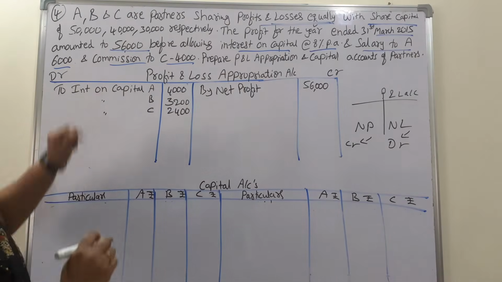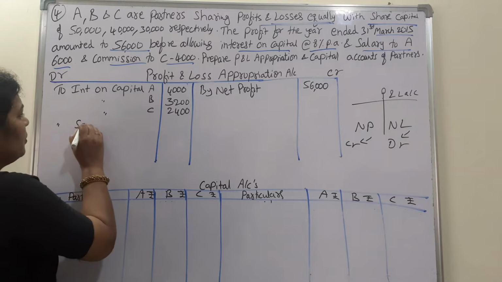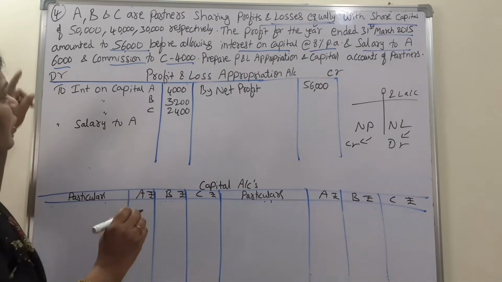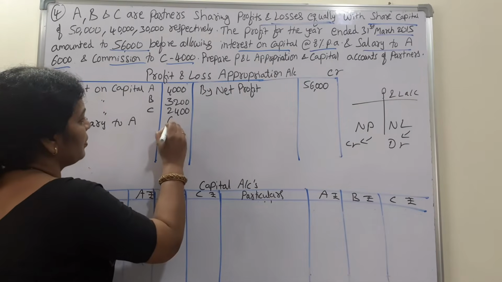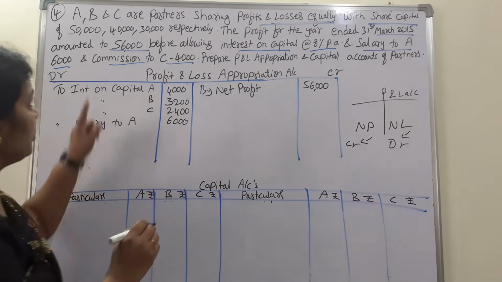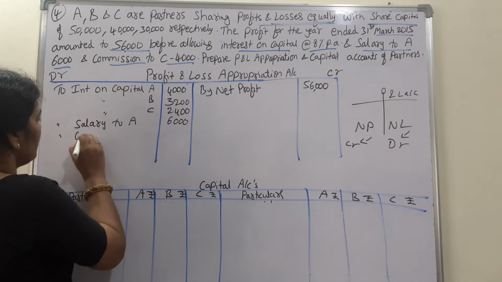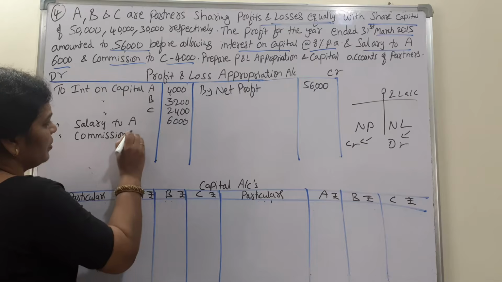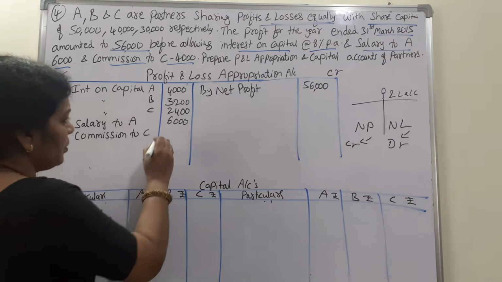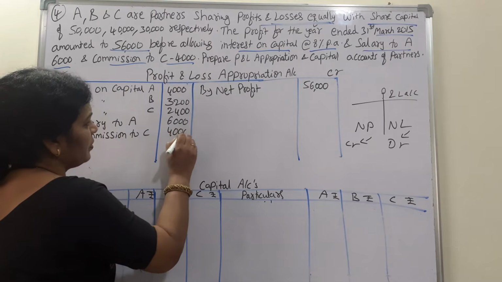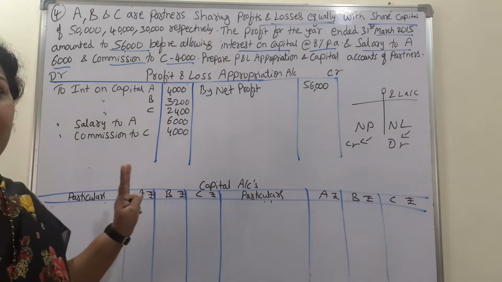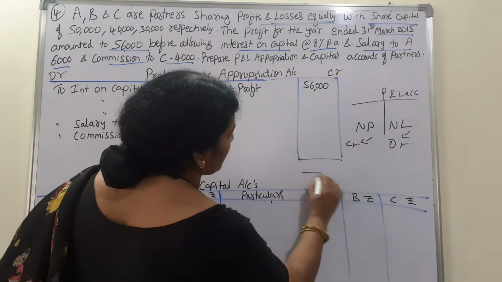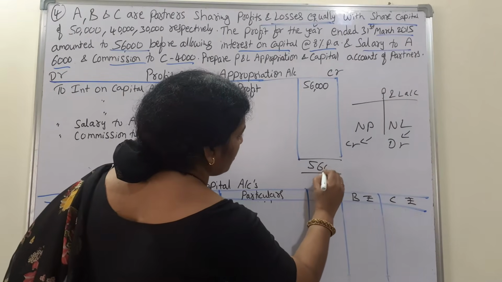Next, salary to A. How much is it? 6,000. Next, commission to C, 4,000. That's all. Nothing else is there, so we can just close this. On closing, the credit side is more.